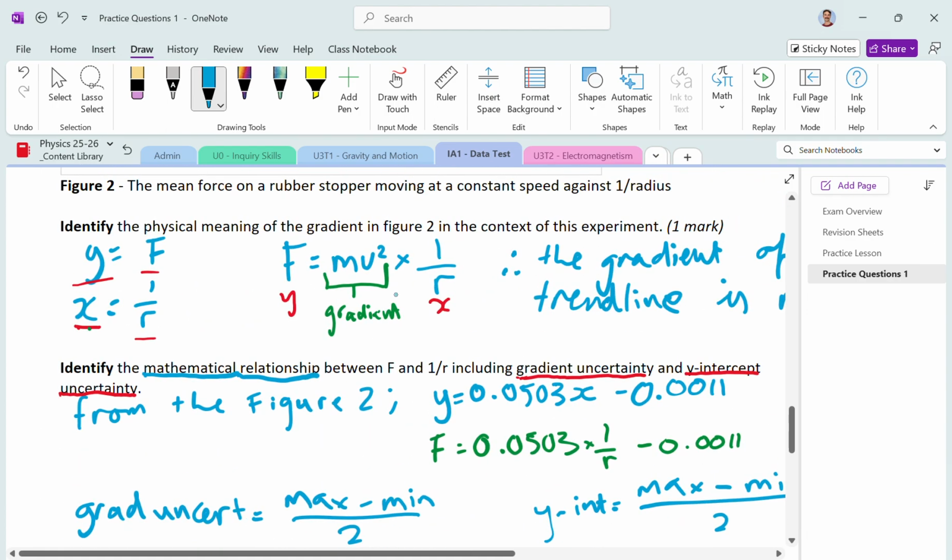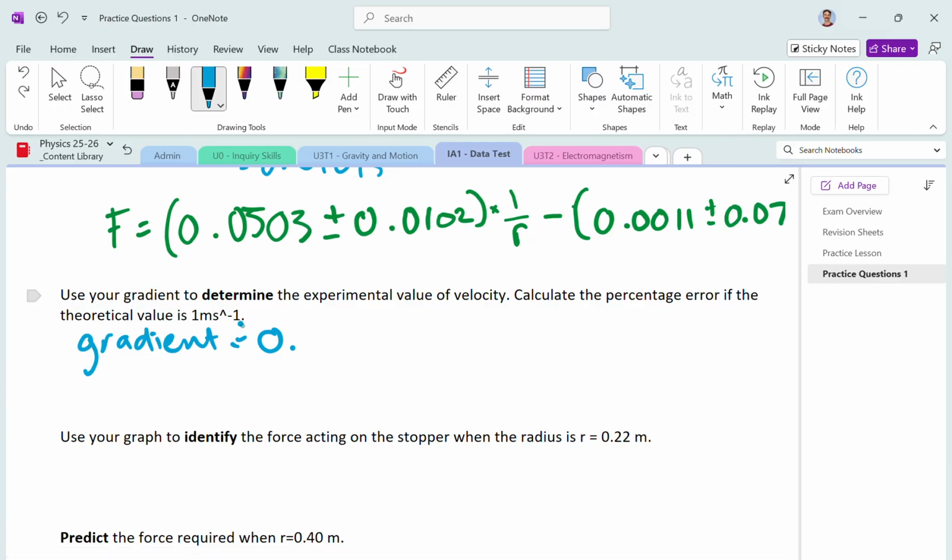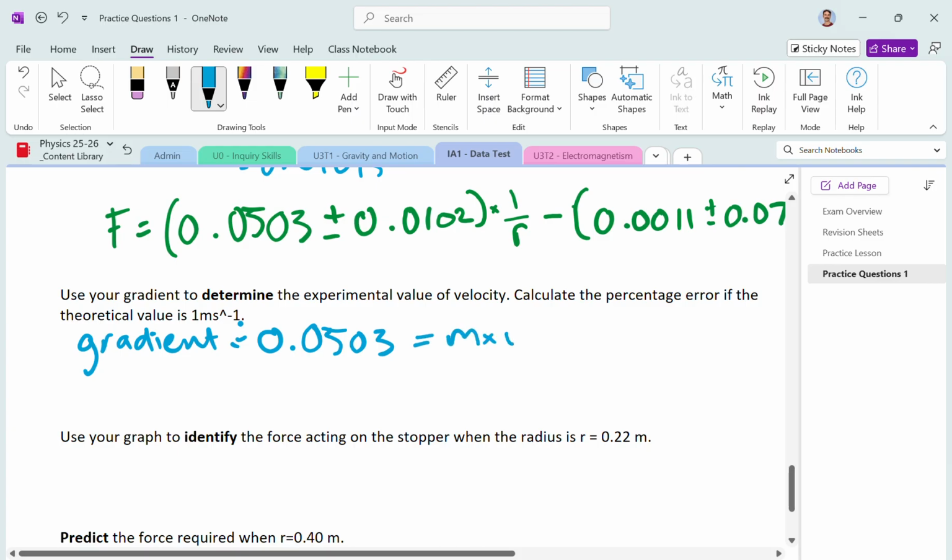We know from up here that our gradient value is the mass multiplied by the velocity squared. We have a number for that. So our gradient value equals 0.0503, and we know that our gradient equals mass times velocity squared. We are trying to determine this value for velocity, not velocity squared, just velocity.